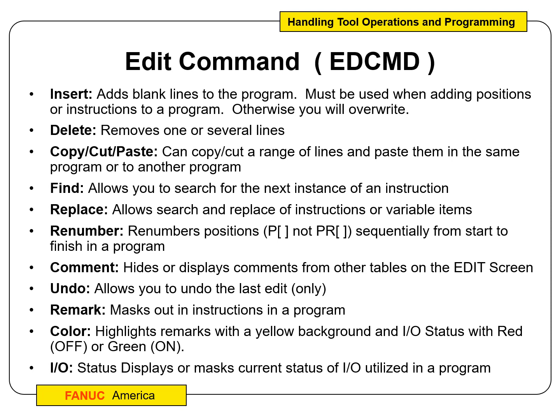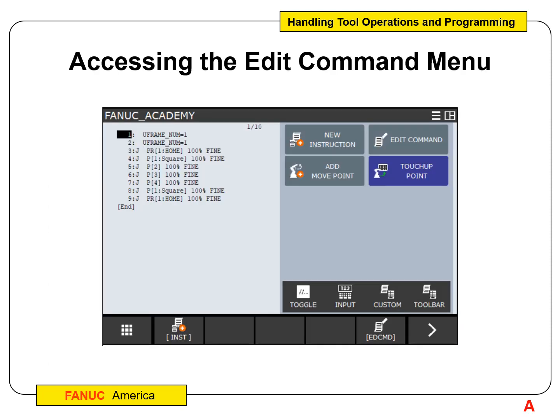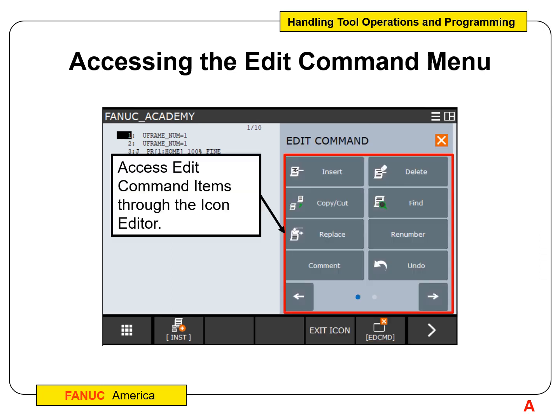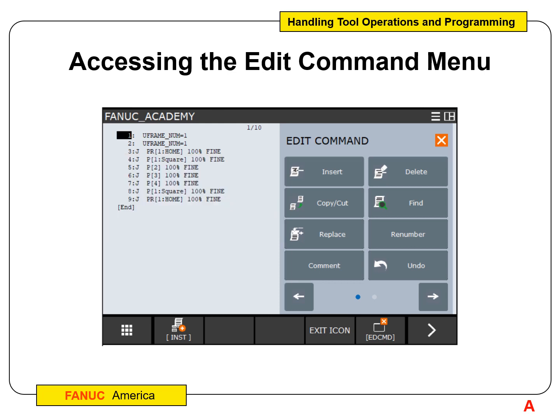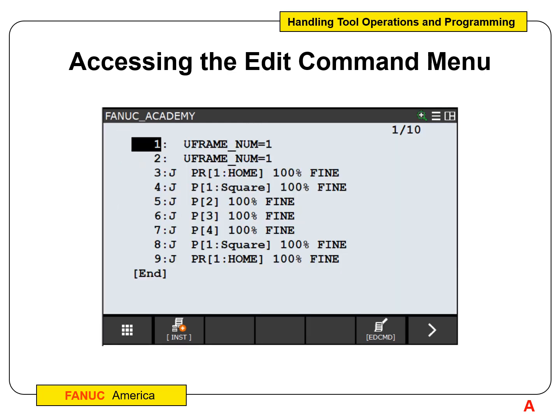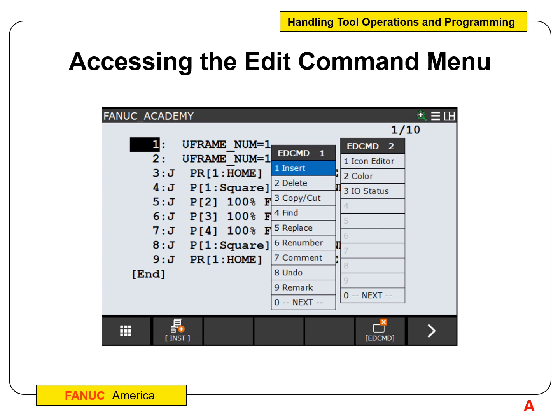And color and IO status. Color turns the color programs on, which we have red, green, and yellow, and IO status allows that status to be displayed or not displayed. So edit command, EDCMD. If you're in the icon editor, when you do edit command, your instructions will come up. If you want to get out of the icon editor, press exit icon. Again, edit command, EDCMD. There are your instructions. If you want to go into the icon editor, there's how to go back into the icon editor.